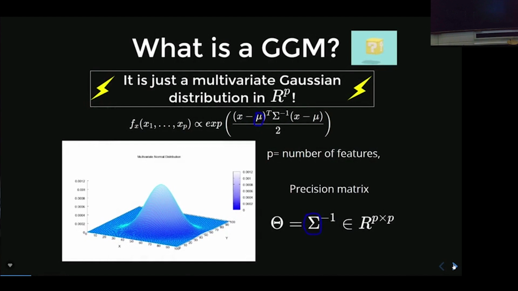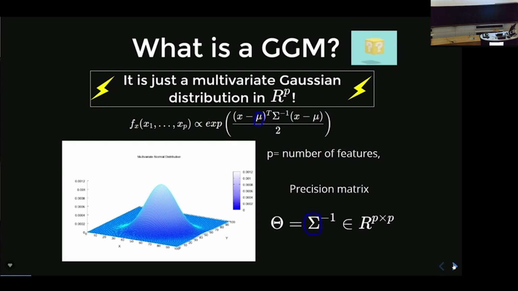So, background, part 1. What is a Gaussian graphical model? It's a fancy name for a multivariate Gaussian distribution in R^p. So it's completely specified once we have the mean and the matrix of covariances. This image is just taken from Wikipedia. There are 2 dimensions there. And the number of features we will often refer to in this talk is the number of variables that are involved.